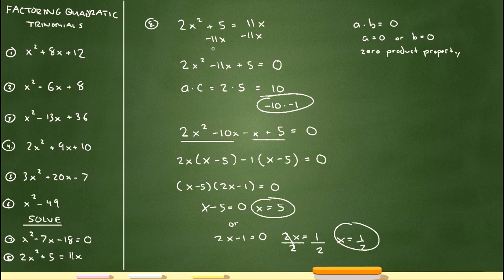If you plug in 5 here, we see we get 50 plus 5 is equal to 55, so that certainly works. And if you plug in 1/2, we get 1/2 plus 5 is 5.5, which is equal to 11 times a half, which is 5.5. So these two solutions do certainly check out.